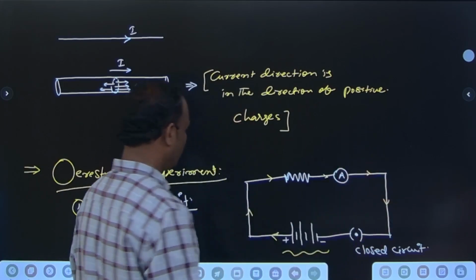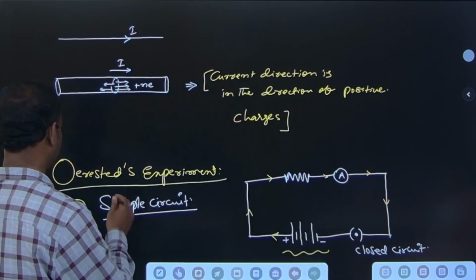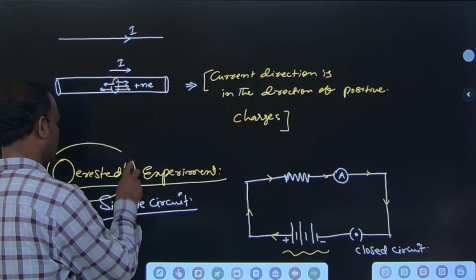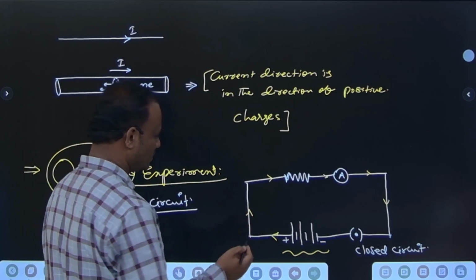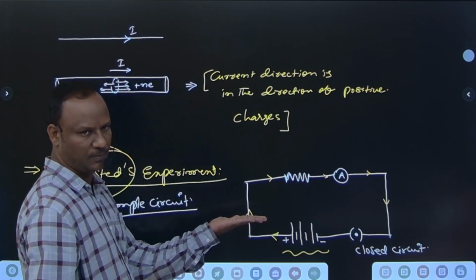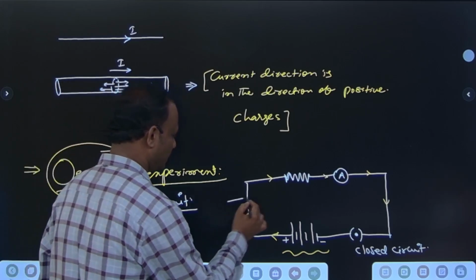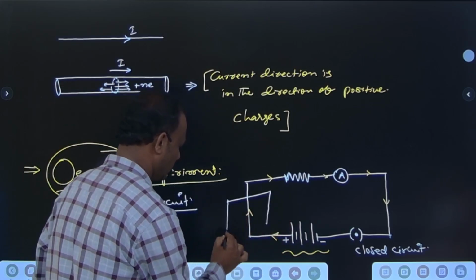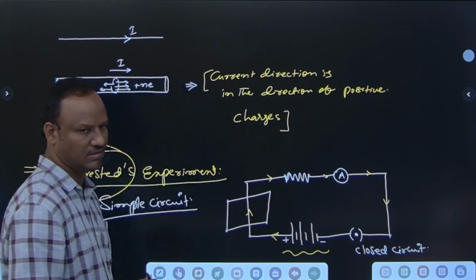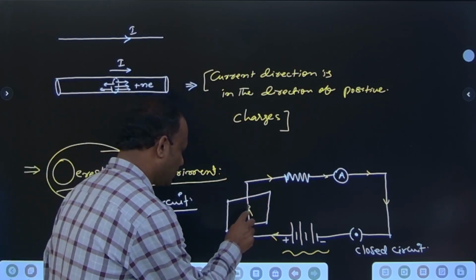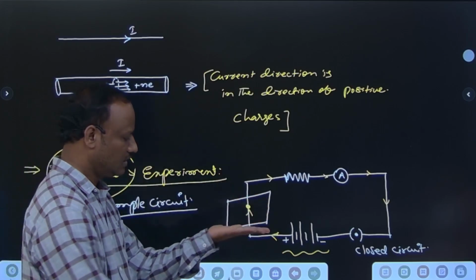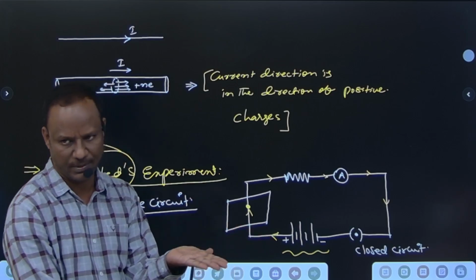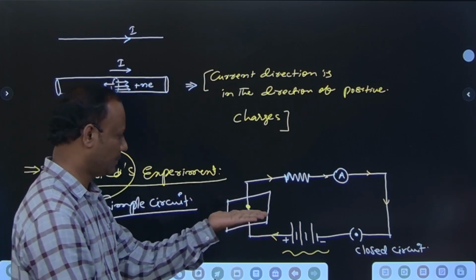So according to Oersted's experiment, what is the Oersted experiment? He has taken, just imagine, a plane. A plane means he has taken a paper. With respect to this point, just imagine the wire is passing through the paper like this.